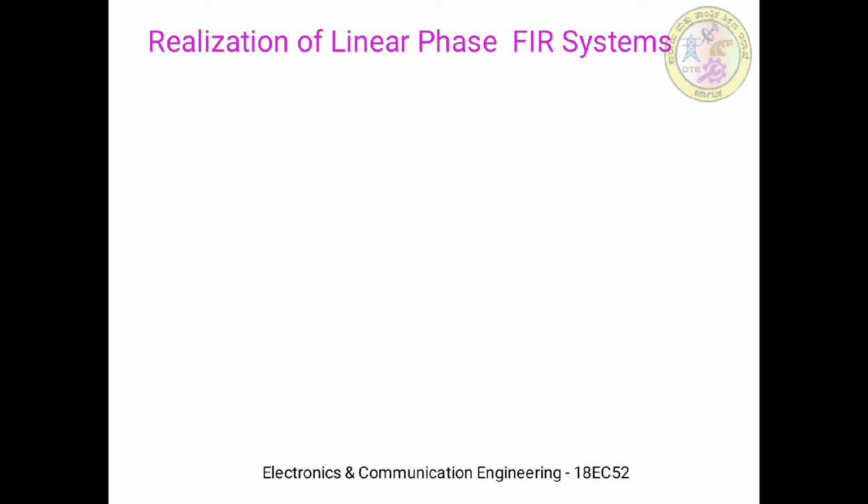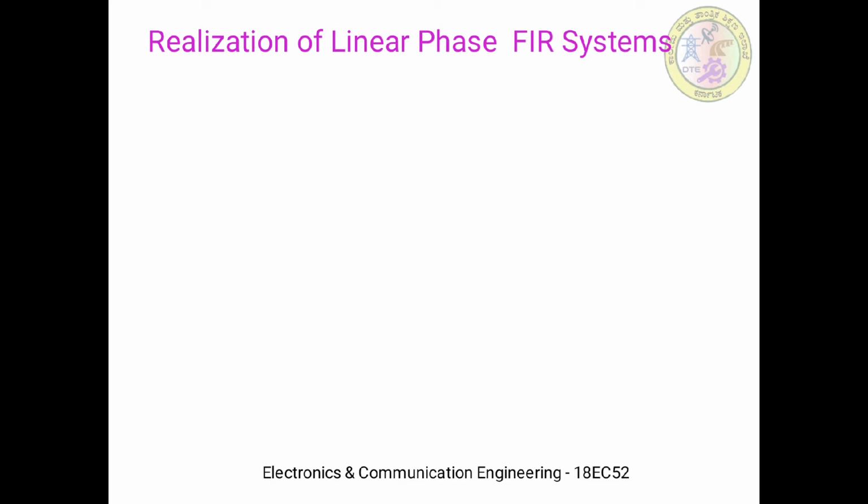So we can now define the linear phase FIR system as a filter in which the phase of the frequency response is a linear function of the frequency. Any filter is known as a linear phase FIR filter if the phase component of the frequency response is a linear function of the frequency. So how are these linear phase FIR systems realized?